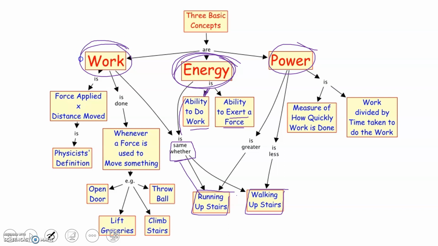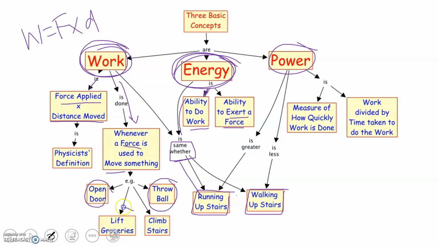All right, now let's look at work. So if we look at work, work is the force applied times the distance moved. Because remember, work is calculated force times distance. So that's our physicist definition. Work is done whenever a force is used to move something. So a force has to be used and something has to move. So examples could be, you could be opening up a door, throwing a ball, lifting groceries, climbing stairs.